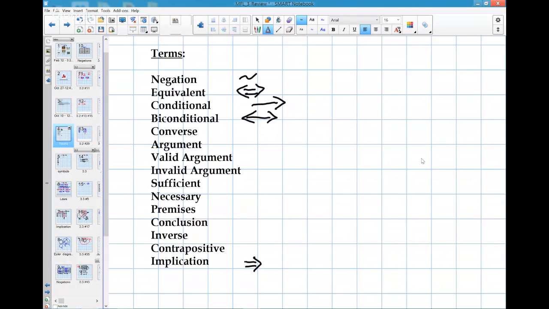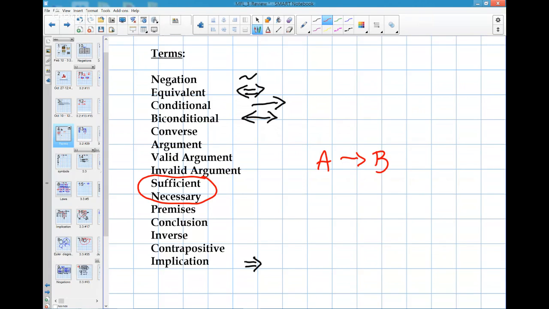Yeah, sufficient to necessary. Sure, I'll talk about that. I'm going to write it on the side of the screen here, and then I'll erase it later. For these two, if I use this example, if A, then B, these two relate to an if-then statement. So just for my example, if A, then B, A is sufficient for B.